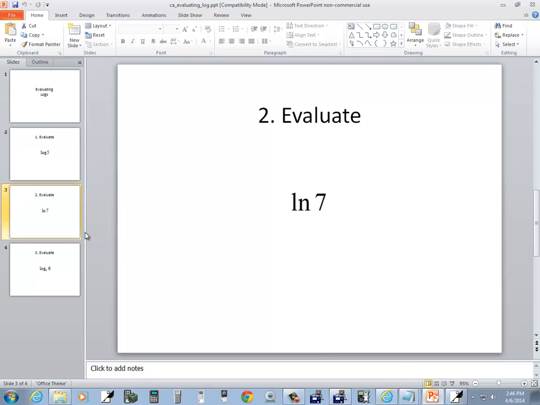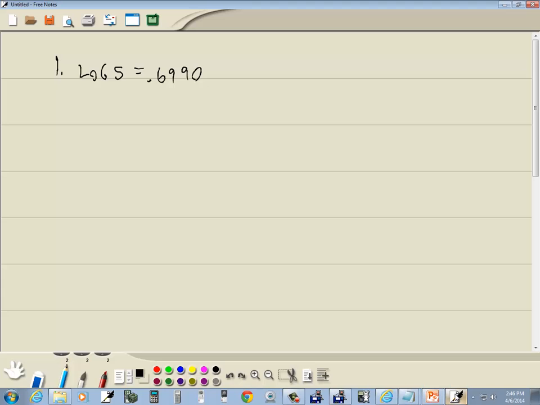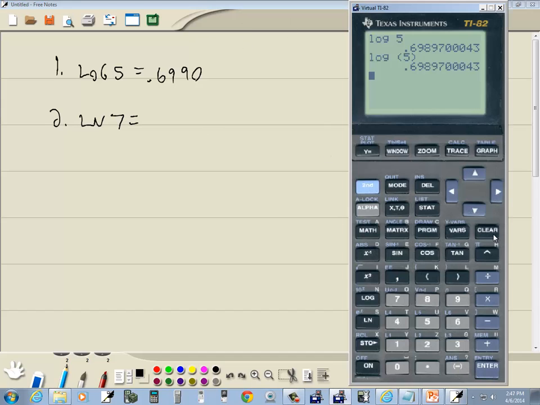Okay, let's look at this one, natural log of 7. Well, on our calculator, I'll press clear to clear all that junk out, and then I'll press my LN. This is my natural log button. And then do 7. You can put parentheses on it if you want, and then press enter. And 4 decimal places would be 1.9459.